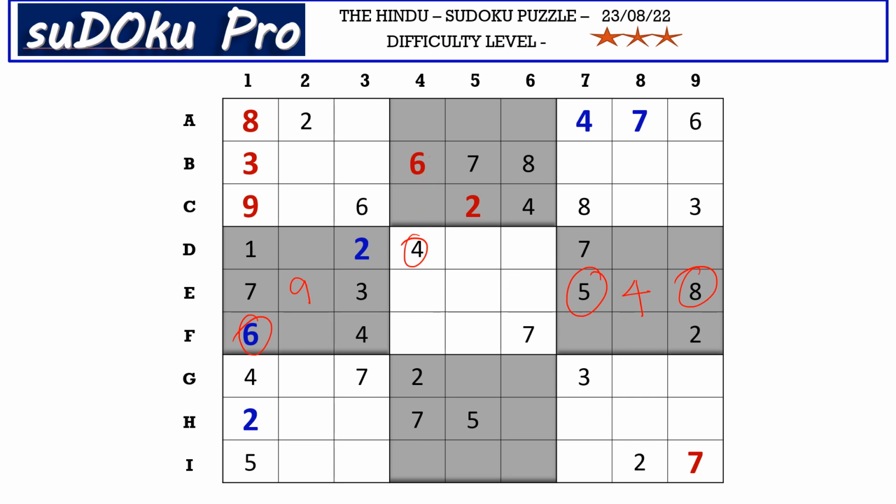There is 6 and 2 blocking from column 4. So E4 takes 1. Now the missing numbers are 2 and 6. There is 2 blocking from column 5. So E5 takes 6 and E6 takes 2.